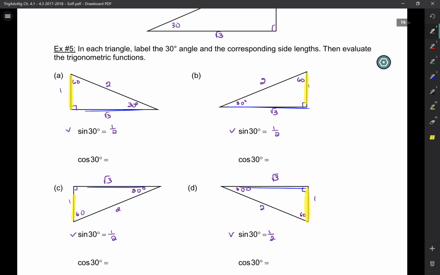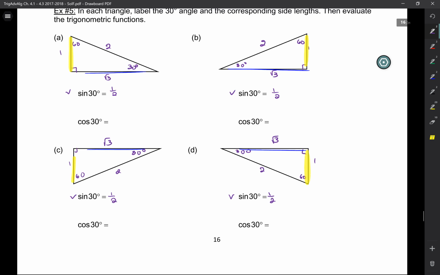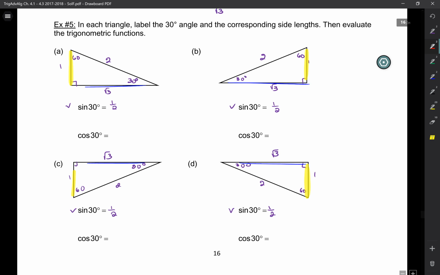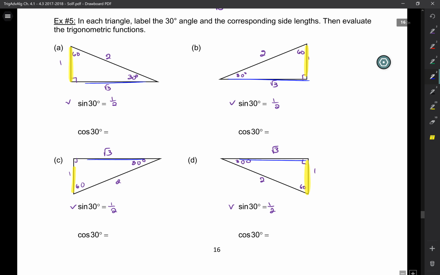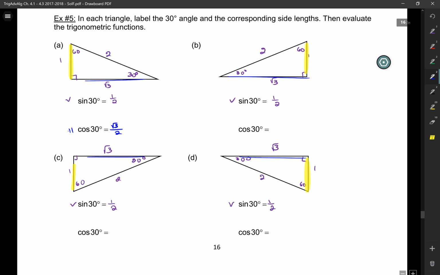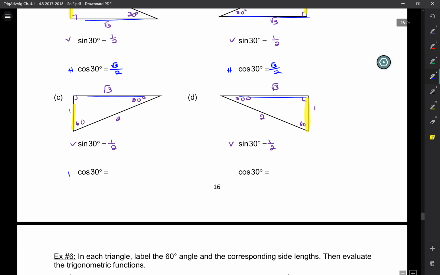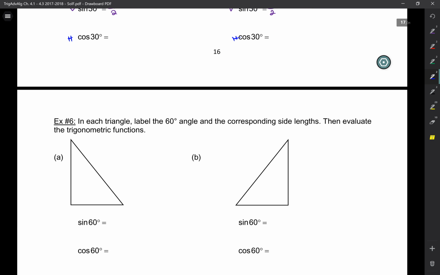Sine is always going to be the vertical, because from now on our triangles are always going to be oriented this way. So now if I want to do the cosine of 30, that's going to be the horizontal. I'm going to use the horizontal, root 3 over 2. Here, to find cosine, I'm going to use the horizontal, root 3 over 2. And same thing here, horizontal. So the big idea I want you to get out of this is that in every case from now on, sine is always going to be the vertical, cosine the horizontal.